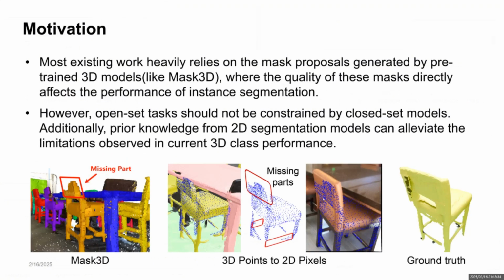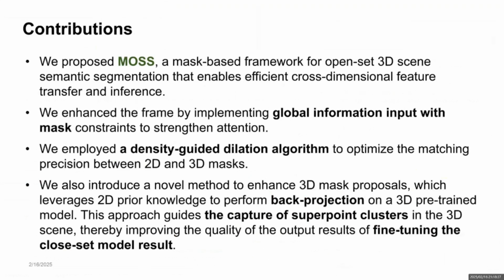Third, most existing work relies heavily on mask proposals from pre-trained 3D models, where the quality of these masks directly impacts instance segmentation performance. However, open set tasks should not be limited by closed-set models. Additionally, prior knowledge from 2D segmentation models can help address the limitations in current 3D closed-set performance. So here we propose MOS, an improved mask-based framework for open-set 3D scene segmentation which could enable efficient cross-dimensional feature transfer and inference. We identified limitations in 2D pre-trained models: lack of regional recognition, and oversensitivity.